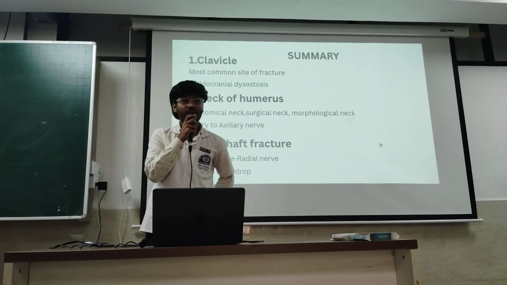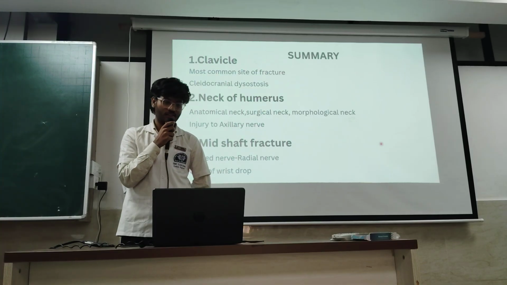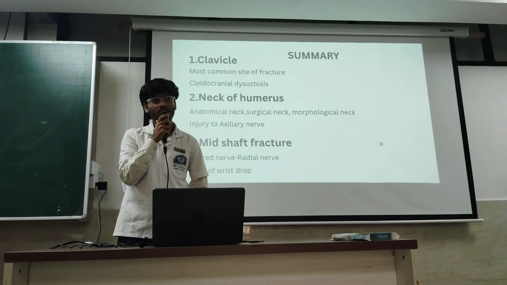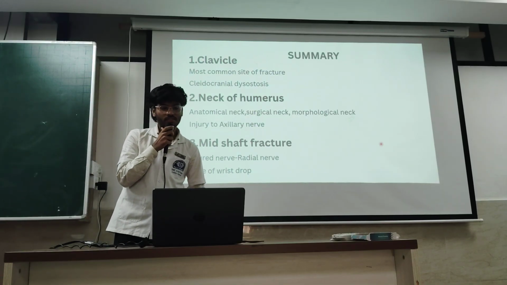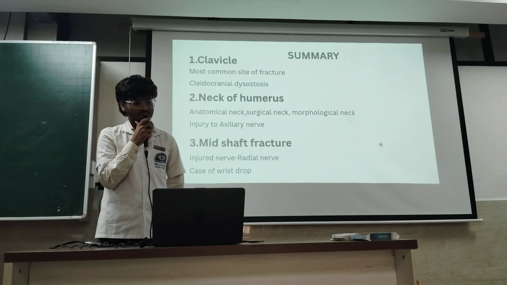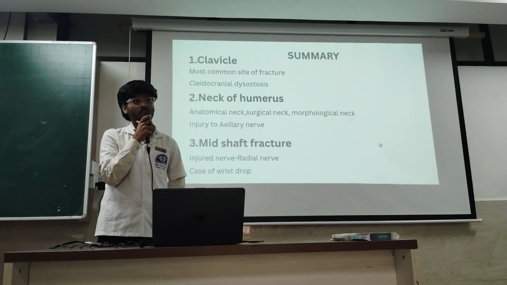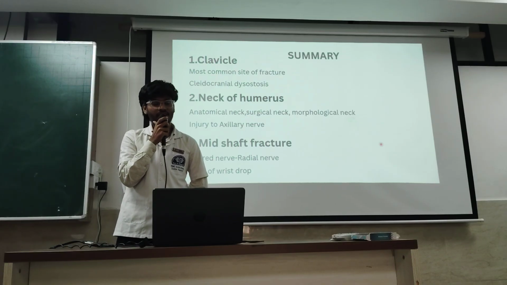Good morning everyone, my name is Aditya Bhore, roll number 13. Let's summarize what we have learned till now. We have seen first of all the clavicle. The most common site of fracture in it was the junction of the medial 2/3 and lateral 1/3. Then we moved to a clinical case like cleidocranial dysostosis, in which the clavicle was absent or imperfectly developed, and because of which the shoulders were anteriorly approximated.